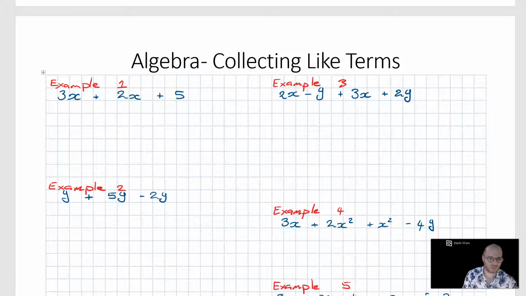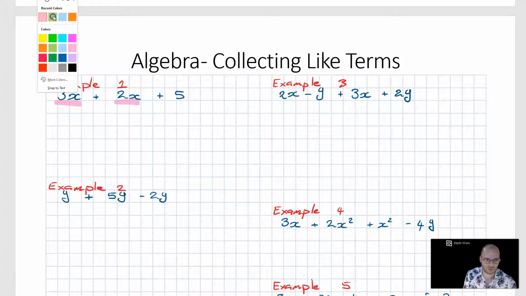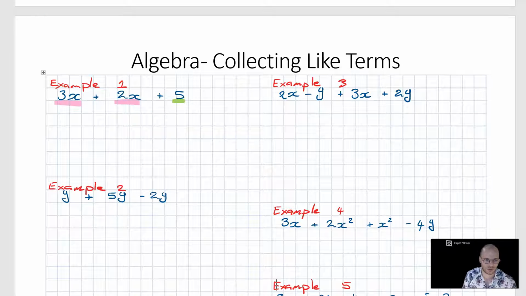Now, looking at this, what we have to do is collect what are called like terms. Like terms being terms that have similar variables. So notice we've got two terms, both containing x, and then we've got this constant by itself. What we're going to do is grab the two terms that have x's in them.